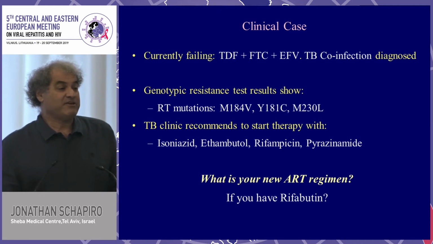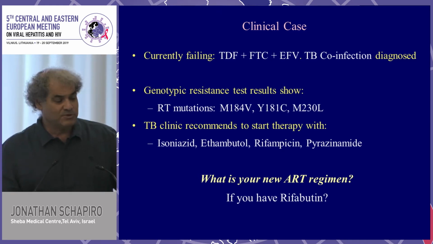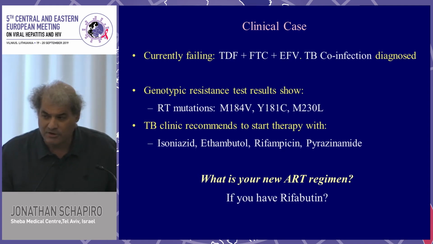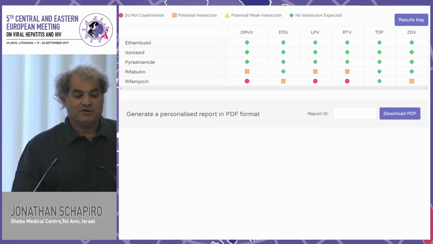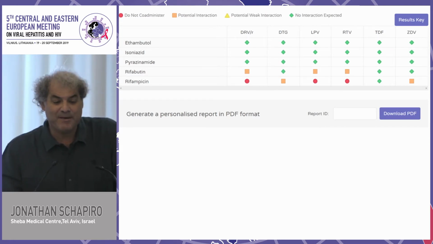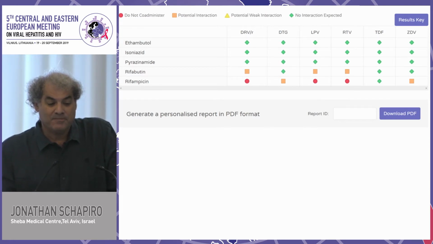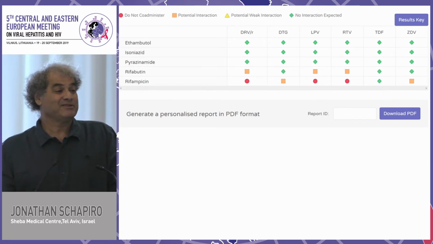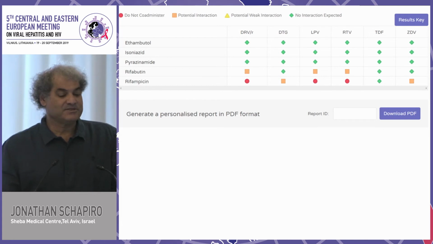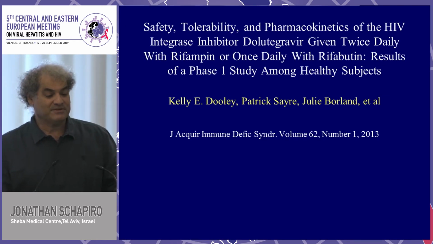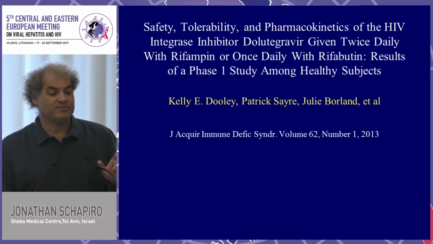Now, there's some flexibility in this. If you live in a rich area where you have rifabutin, as we heard in the talk, it actually has less of an interaction. How do we know? You look at the chart, and look what happened to dolutegravir. With rifampicin, it was amber, and now with rifabutin, it's green. You can give it the regular dose. And that comes again from that study where they looked not only at rifampicin, but also at rifabutin.